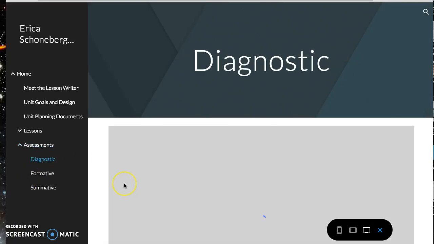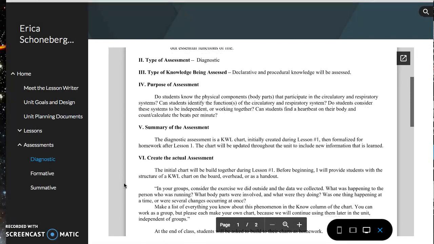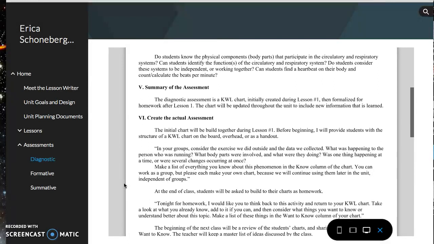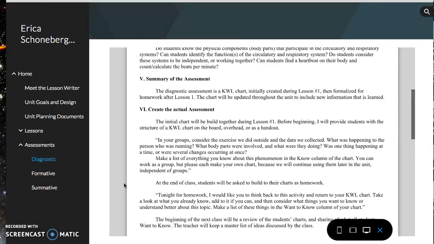Finally, we have the assessments. The diagnostic assessment in lesson 1 is the know, want to know, learn chart created as a class. These will be important to see where students already lie with their knowledge. And at the end of the unit can also be used for students to look back and review what they've learned.